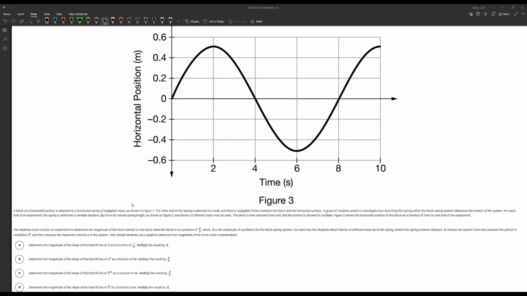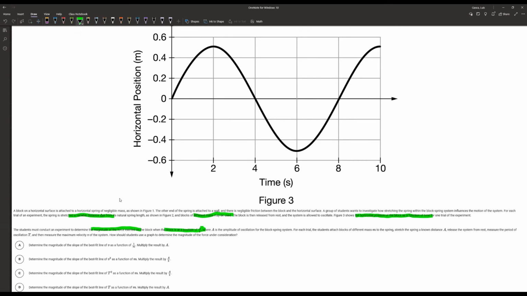In a trial, for each trial of the experiment, the spring is stretched a variable distance delta x from its natural length as shown in figure 2. And blocks of different mass may be used. The block is released from rest and the system is allowed to oscillate. Figure 3 shows the horizontal position of the block as a function of time for one trial of the experiment. The students must conduct an experiment to determine the magnitude of the force exerted on the block when the block is at a position of A over 2, where A is the amplitude of oscillation for the block spring system.